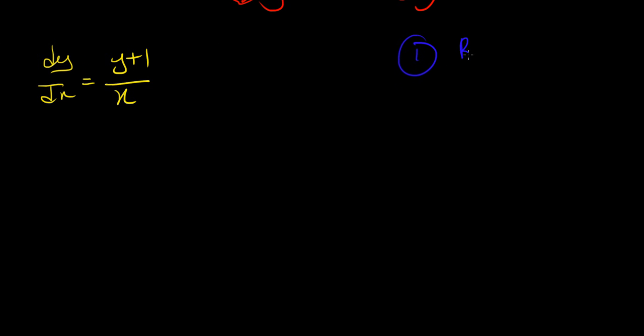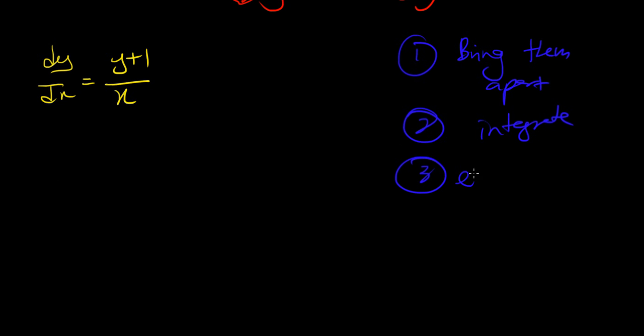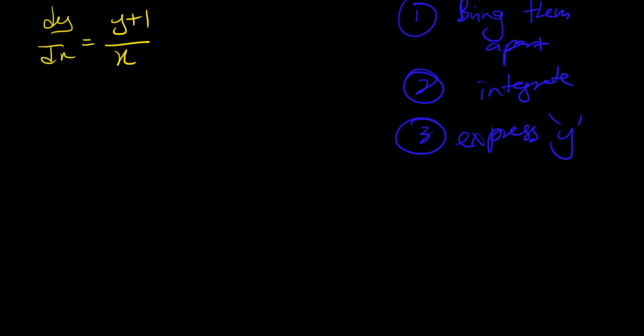Bring them apart. Then the second step is you have to integrate both sides. Then the third step is express in terms of y. That's your aim, to find the equation of y. Alright, let's try to do this. If you bring dx, always put the right hand side on its own side, so you'll get like this.